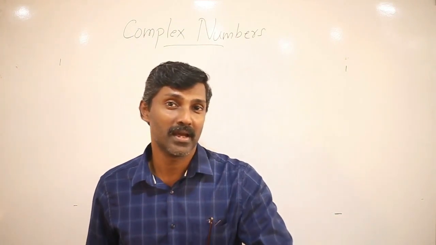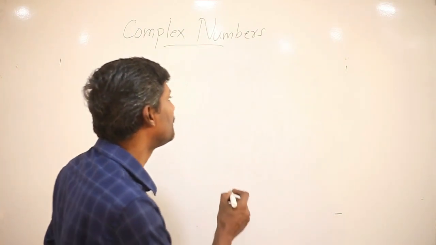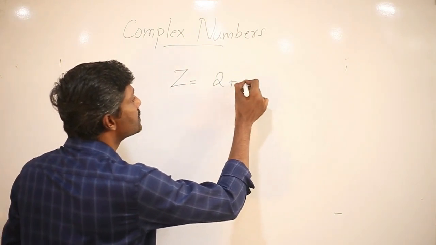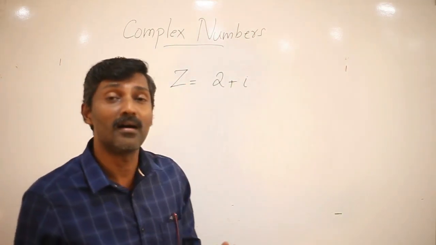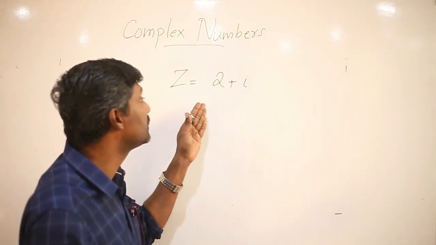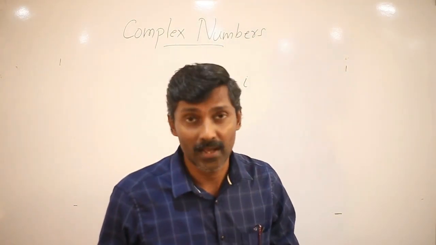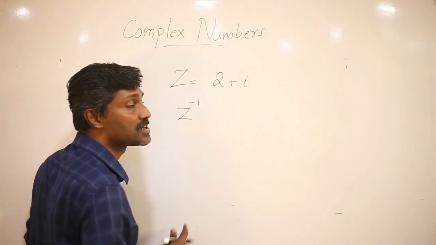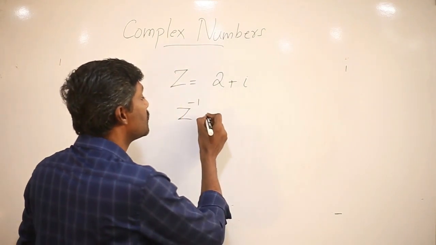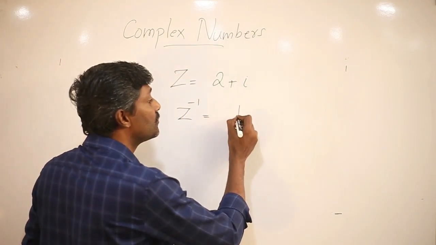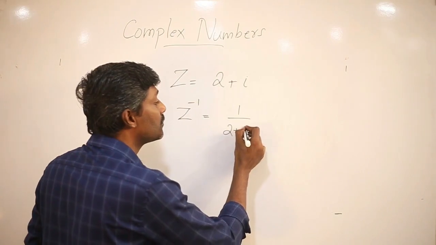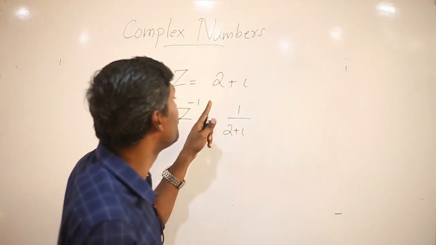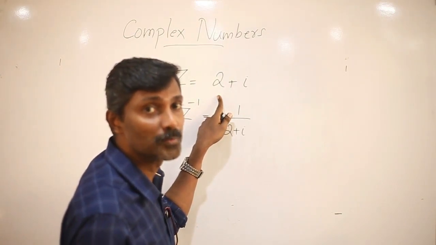Now let's go to the multiplicative inverse. Let's use this number z equal to say 2 plus i. And we are asked to find the multiplicative inverse of z equal to 2 plus i. It is nothing but z raised to minus 1 or 1 by z, right? So what is 1 by z? It is 1 by 2 plus i. So 1 by 2 plus i is the multiplicative inverse of the complex number z equal to 2 plus i.